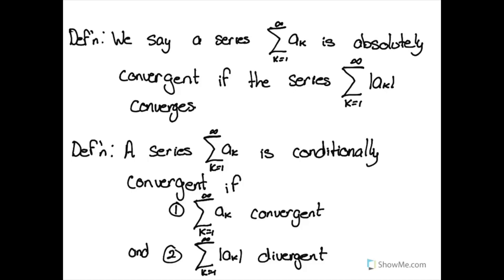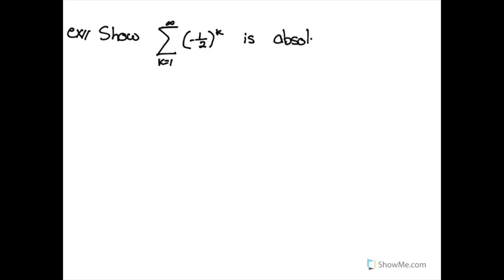So let me start by giving a few basic examples on absolute and conditionally convergent. So the first example, show that the series k equals 1 to infinity of (-1/2)^k is absolutely convergent. So if you recall from a previous lecture, this actually is a geometric series, and using the theorem we did on geometric series, you can show that this series converges.